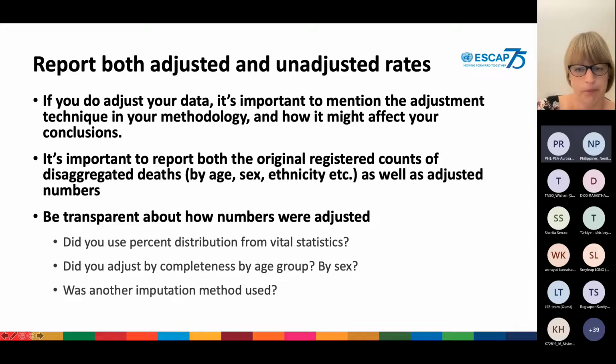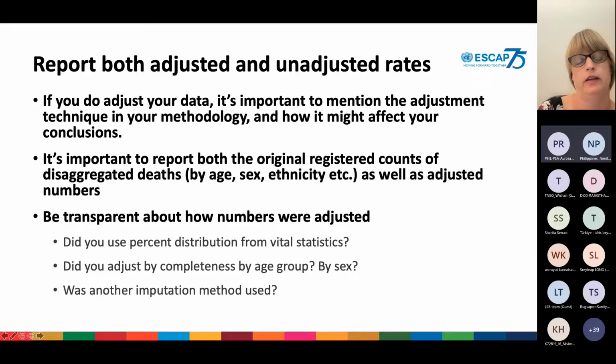So we just want to be transparent that if we use the percent distribution from another source, say a previous vital statistics report, or maybe from the Ministry of Health, this is how we did this adjustment. Did we do adjustment by completeness by age or by sex? Did we do some kind of statistical imputation? All this is fine. We just want to be transparent.